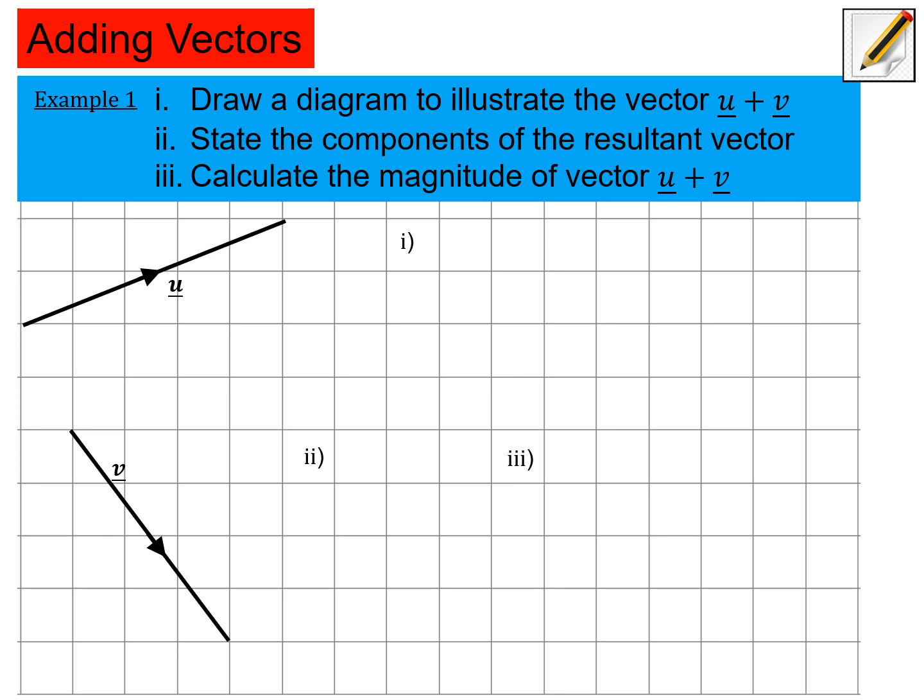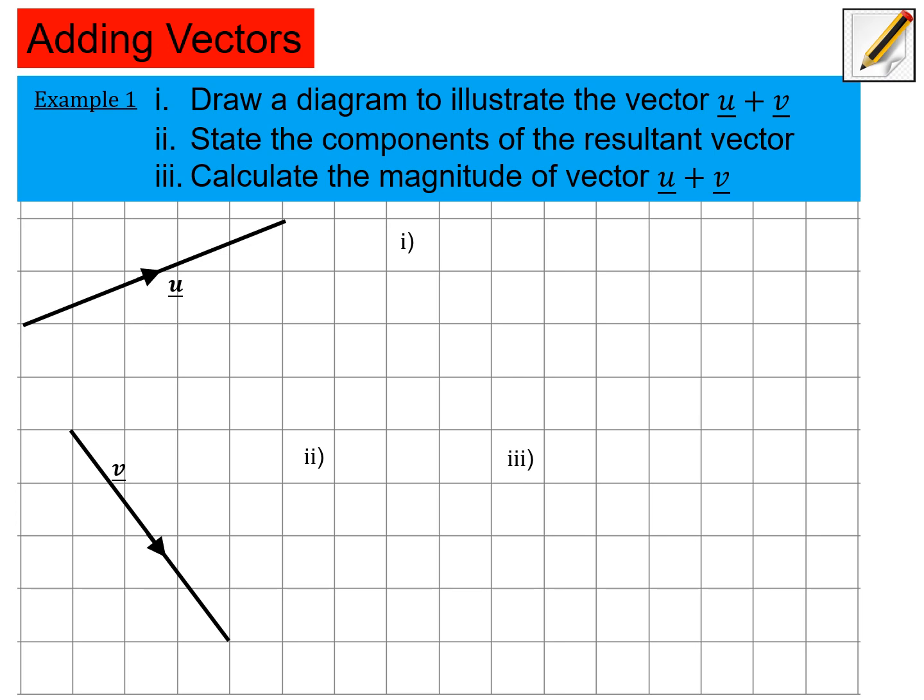Right, let's have a look at the first example on adding vectors. So in this example, we are asked to draw a diagram to represent the vector u plus v. We've also been asked to write the components of the resultant vector. So remember, that's just the column vector that would represent u plus v. And then lastly, we've been asked to find the magnitude, that's the length of the vector u plus v.